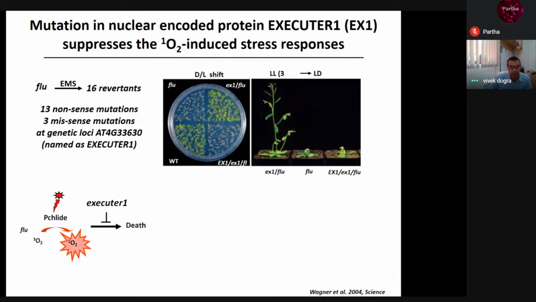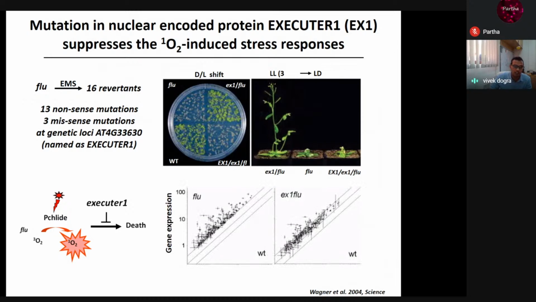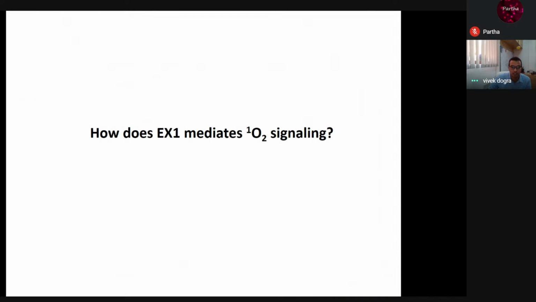Then they did gene expression analysis also, and they found that all of the genes which were upregulated in flu upon dark to light transitions were repressed in the ex1 flu, and there was no signaling, and the plant was happy. So the ex1 flu plant was just behaving like wild type, having no problem, despite the fact that it was having a problem in the chloroplast because of accumulation of tetrapyrroles and singlet oxygen, ROS. Okay, so the question now comes: how does EX1, this Executor 1, mediate oxygen signaling?